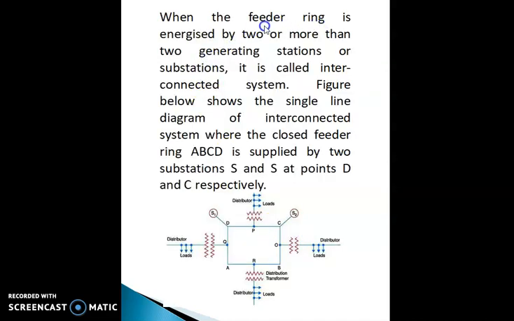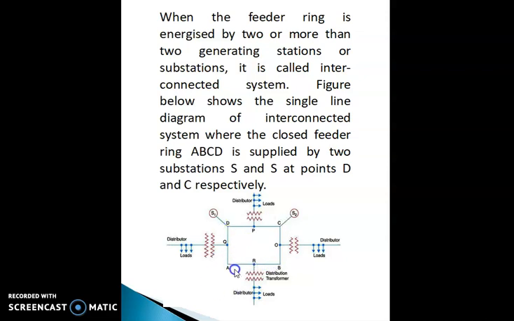When the feeder ring is energized by two or more generating stations or substations, it is called an interconnected system. The figure below shows the single line diagram of an interconnected system, where the closed feeder ring ABCD is supplied by two substations S1 and S2 at the points C and D. At point C the substation is S2 and at point D the substation is S1. And this one is the feeder comprising a closed feeder, that is ABCD.